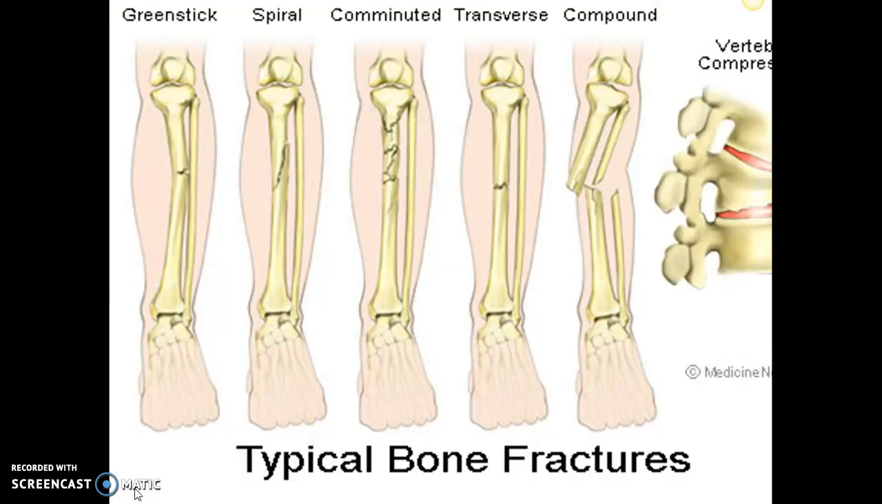So there's a green stick fracture, which is an incomplete fracture. There's the spiral fracture, which is an oblique angle, but it goes all the way through the bone. There's a comminuted fracture, which is more than one break. So there's many little cracks, more than one crack, basically. A transverse fracture means straight across, like a T, transverse. And of course, compound means it extends outside the skin.